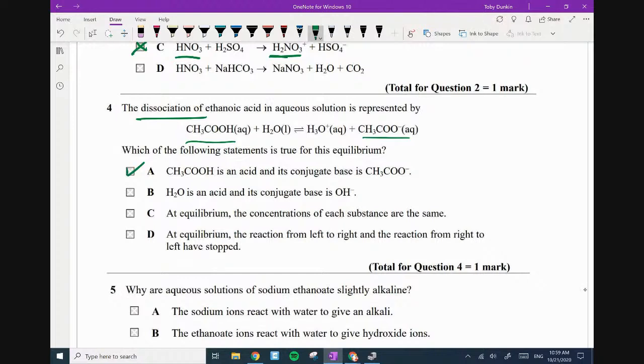H2O is an acid? No, it's acting as a base. It's accepting a proton. Can you see that? It's gone from H2O to H3O+. It's accepted a proton, so it's acting as a base. So that one's definitely not okay. At equilibrium, the concentrations of each substance are the same. That's garbage, because we realize that for the dissociation of this, we have 50,000 of these for every one of these. That's the most ridiculous thing I've ever heard.